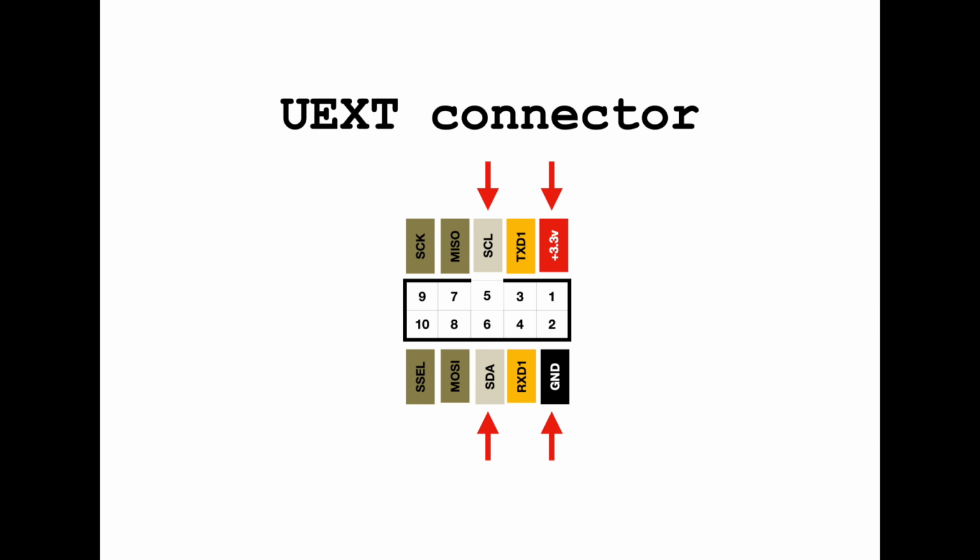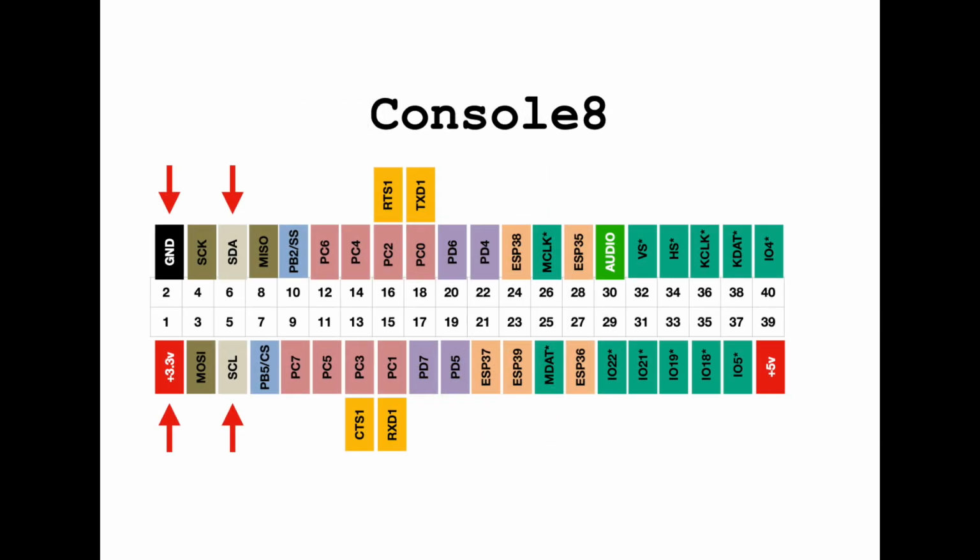If you're using Agon i2c, you can also use the UEXT connector. You can see here which pins are used for each of the wires. If you're using a Console 8, then opening up the top reveals the connections, in a similar place to the Agon i2c on the left hand side.